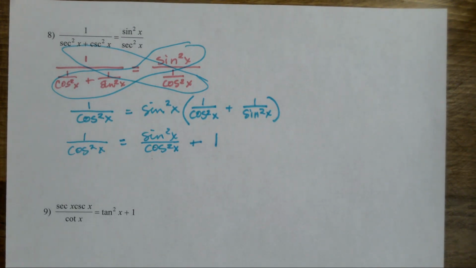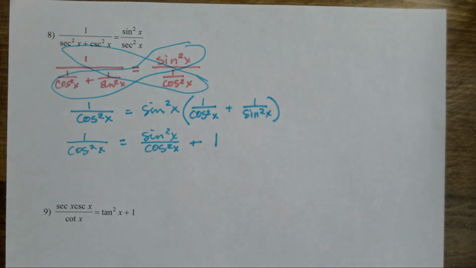Anybody have a thought from there? I'm not trying to rush you or anything. Get your stuff written down, take a look at it, and talk to me about what you think. What were you thinking? Because sine squared over cosine squared is tan squared. Indeed it is. And 1 over cosine squared would be secant squared. So this is tangent squared.